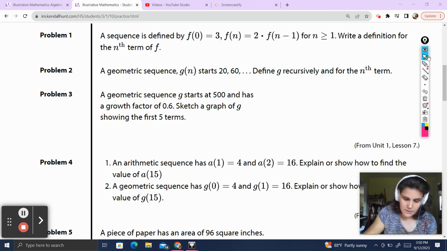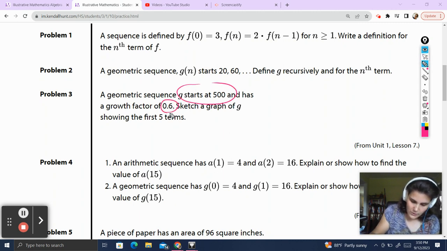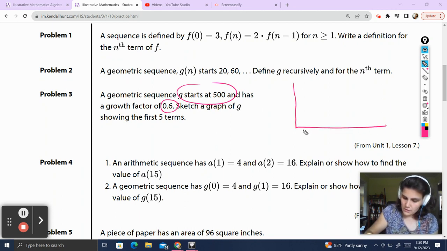A geometric sequence g starts at 500. So our initial term is 500 and has a growth factor of 0.6. Sketch a graph of g showing the first 5 terms. So we know we have 0, 1, 2, 3, 4, 5. And the highest value, we're going up to 500. Now, I know that our values are getting smaller because when I multiply a number by 0.6, it's going to get smaller, which is why I started with my highest at 500, and I'm going down like that.